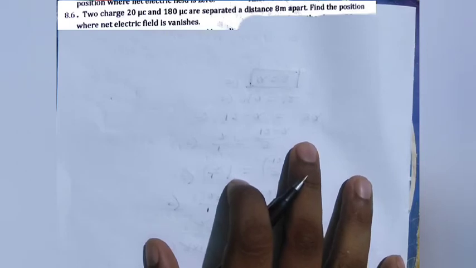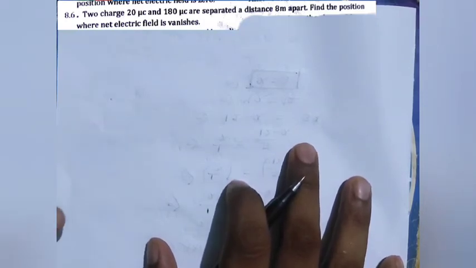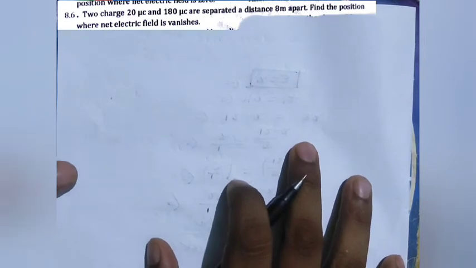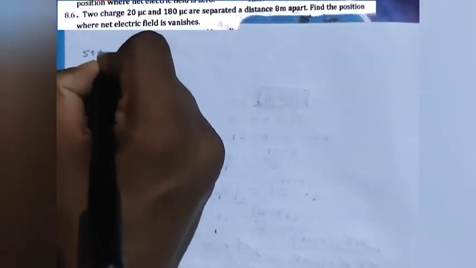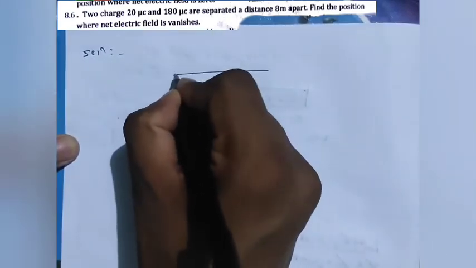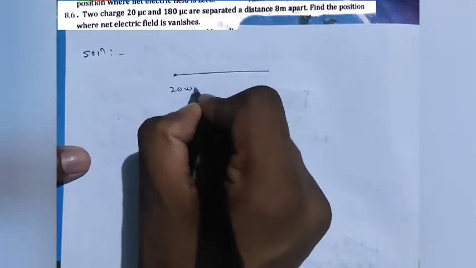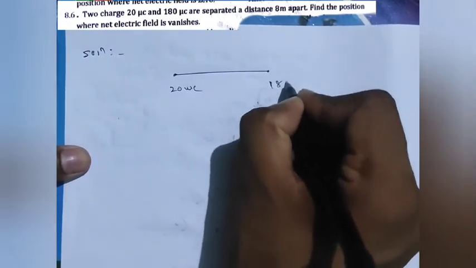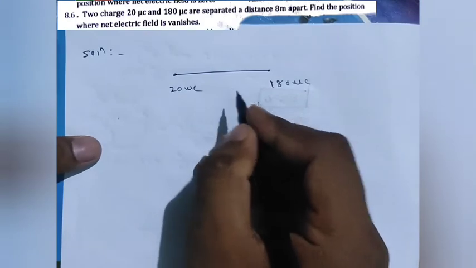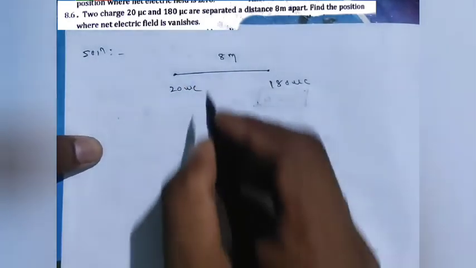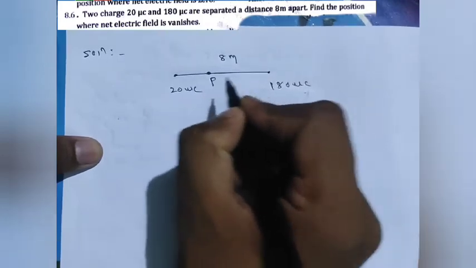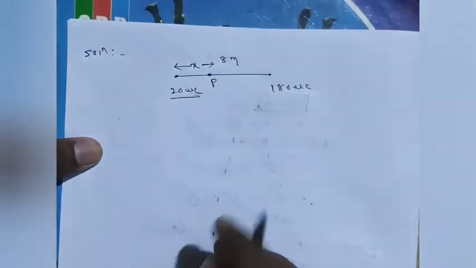Is it clear? So now the next question is: two charges, 20 microcoulomb and 180 microcoulomb, are separated by a distance of 8 meter apart. Find the position where the net electric field vanishes. So this question is very similar to the previous one. Solution: there are 2 point charges, one is 20 microcoulomb and another is 180 microcoulomb, which are separated by a distance 8 meter, and let P be a point where the net electric field is 0 and is situated at a distance x from the 20 microcoulomb charge.